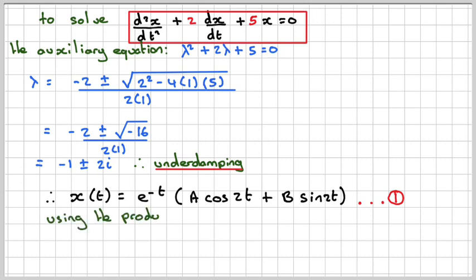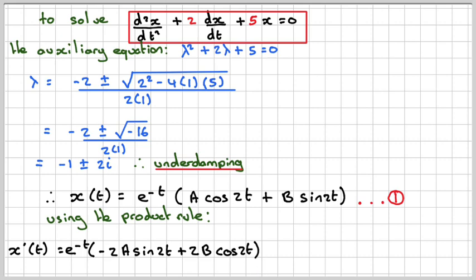So if we differentiate this using the product rule, that will give what's known as the velocity. So that will be e to the minus t, and then if we differentiate the bracket, we're going to get minus 2a sine 2t plus 2b cos 2t, plus a cos 2t plus b sine 2t times the derivative of this, which is minus e to the minus t.